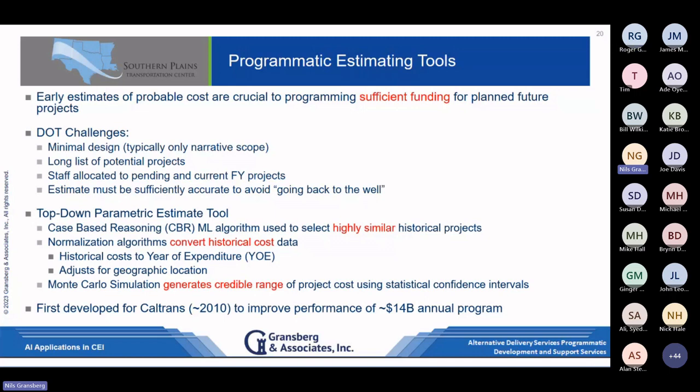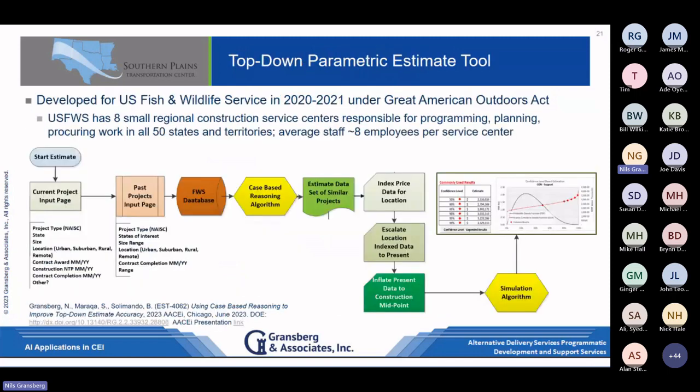So this was first developed for them, and then we ended up further developing this for the U.S. Fish and Wildlife Service. We adapted it to them in 2020, 2021. They got a bunch of money from the Great American Outdoors Act, and their challenge was they had 8 little regional construction service centers that are responsible for the entire United States and all their outlying territories. And there's like 8 people in each of these service centers. So very, very small staff to support all of the fish and wildlife refuges, wildlife management areas, fisheries, hatcheries, you name it.